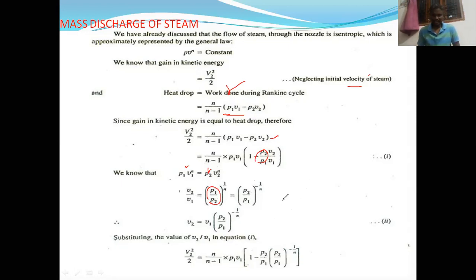Here we can write, instead of V2 by V1, in this formula we have V2 by V1. So here we can substitute the value of P2 by P1 to the power of minus 1 by n. Here we substituted this particular formula. From this general law we got the value of V2 by V1 here, and we substitute the particular value here. In the next slide, we can see the further steps of this particular one. I'm moving to the next slide here.